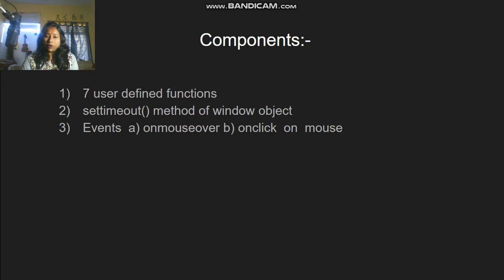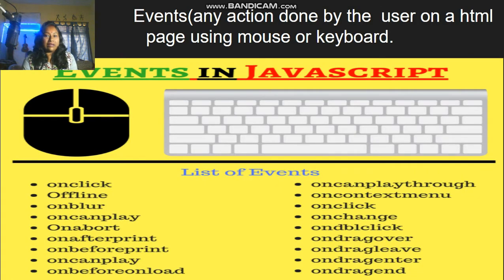Now all of you know what is an event. An event is an action done by the user on a web page using a mouse or a keyboard, and it is a trigger whenever a particular action is done by the user. And here we are running a particular function or script which makes your web page more dynamic.